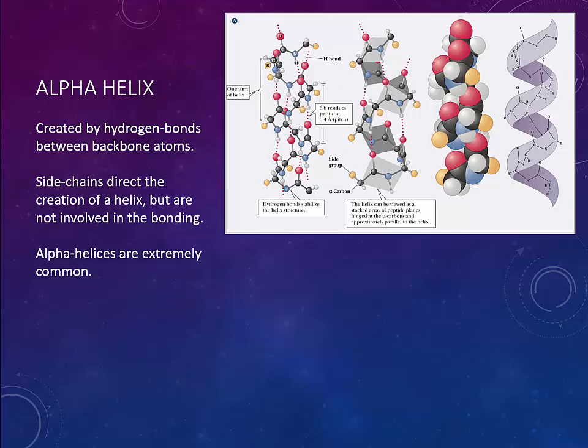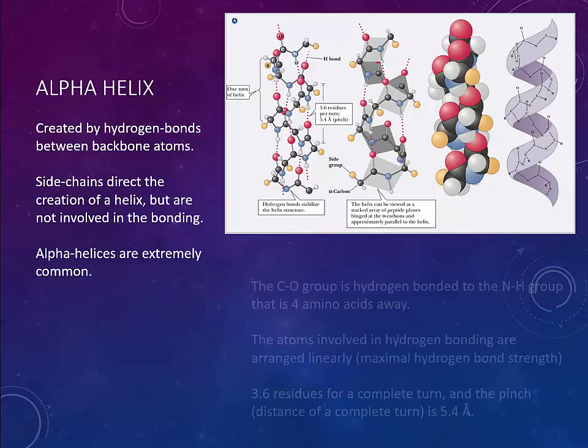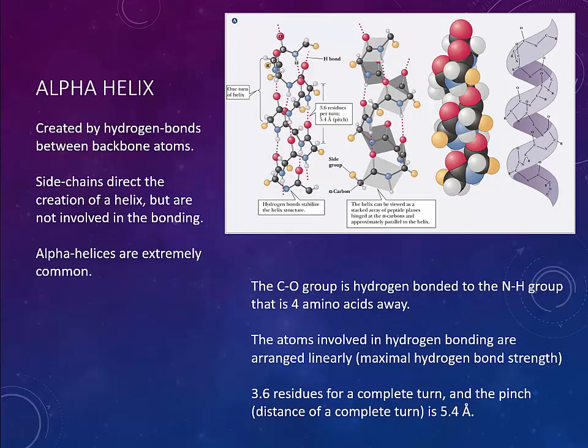This allows these hydrogen bonds to be arranged linearly and are therefore at maximal strength for a hydrogen bond. A complete turn is 3.6 residues, so the hydrogen bonds themselves do not form a line but are slightly skewed, and the pitch, which is the length of the turn, starting from the residue measured to the hydrogen bonded residue, is 5.4 angstroms. Alpha helices are very strong and compact structures, however they can be disrupted.